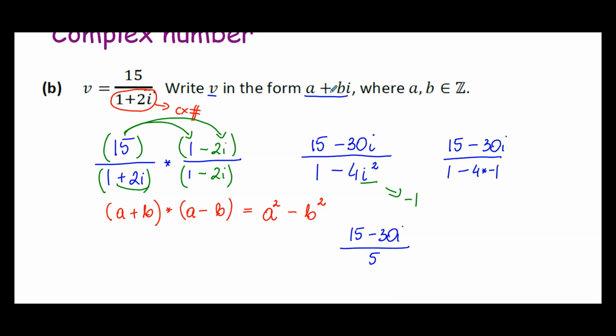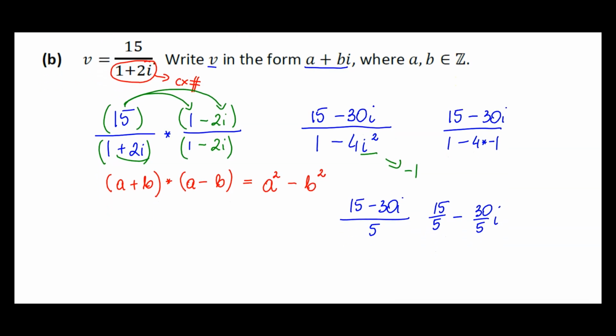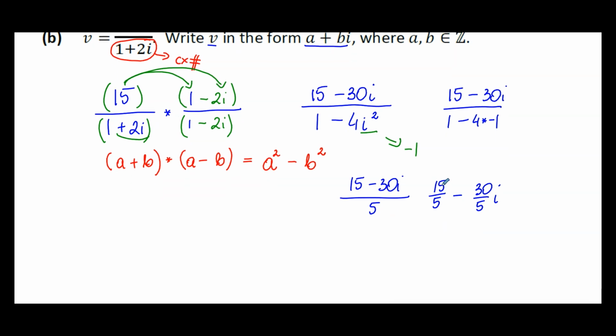We have to write that as separate values. When you have a fraction, the bottom, the denominator, is the same for 15 and it is the same for 30i. So that means I can write 15 over 5 minus 30 over 5, and then I can write i beside it. Okay, now when we have a fraction, what do we do? We put it in the calculator to make sure maybe it simplifies further. And in this case, it does.